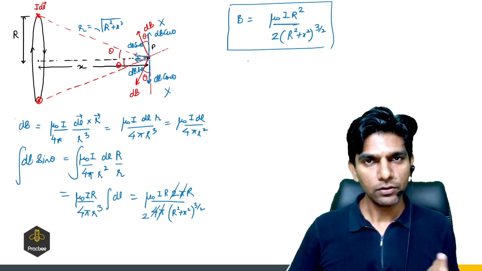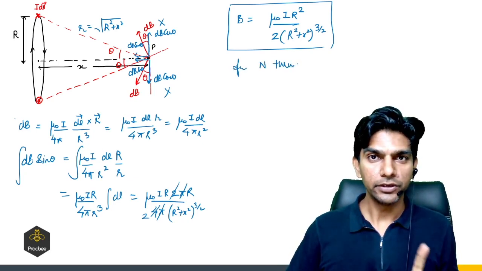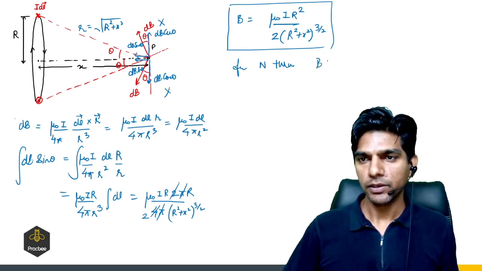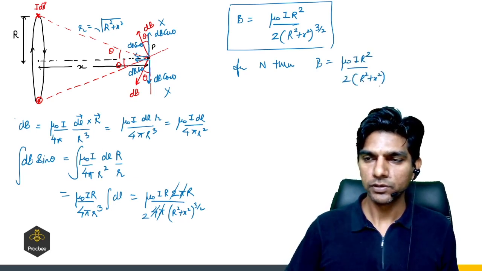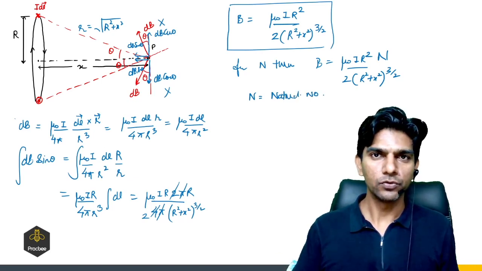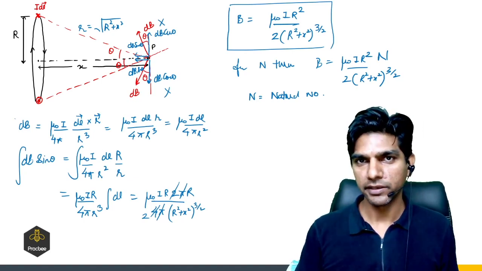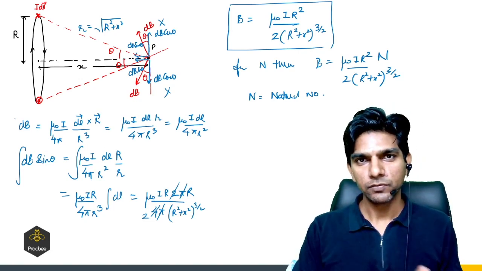If we have say n coils, if there are n turns in this coil, and here n is an integer, right? A whole number. For n turns, B will be mu naught I R square by 2 times R square plus x square raised to power 3 by 2 times n. Do remember this n is a natural number 1, 2, 3, 4, 5, something like that. It can't be a fraction, right? If it is a fraction, in that case the field is not along the axis. It will be in some other direction. So do remember this, and usually you will get the application of this formula only.